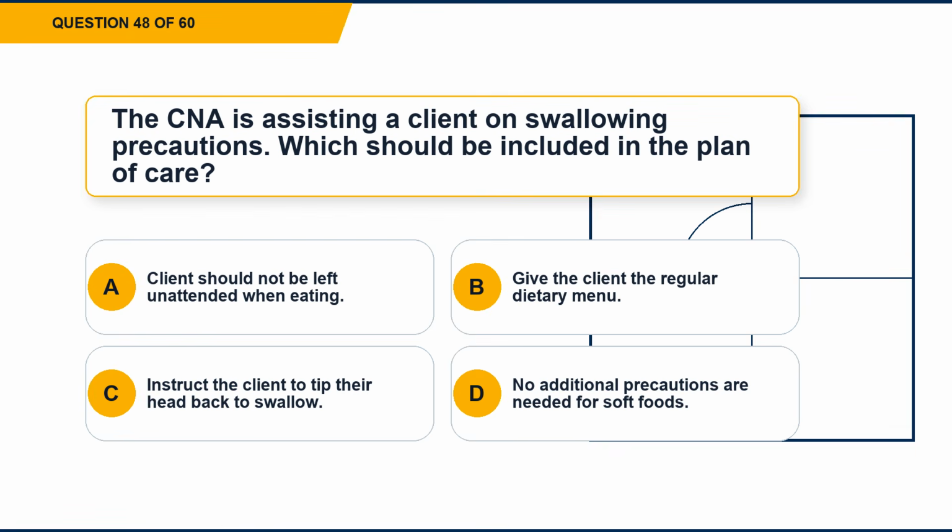Question 48. The CNA is assisting a client on swallowing precautions. Which should be included in the plan of care? Option A. Client should not be left unattended when eating. Option B. Give the client the regular dietary menu. Option C. Instruct the client to tip their head back to swallow. Option D. No additional precautions are needed for soft foods.